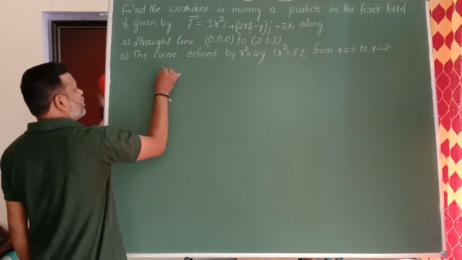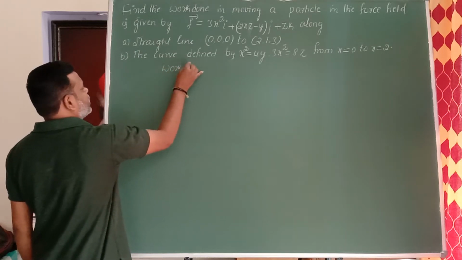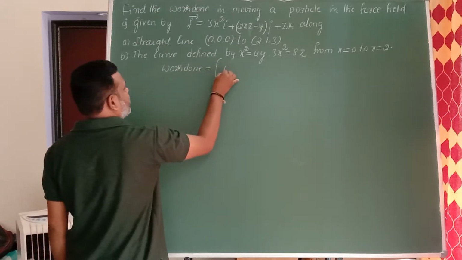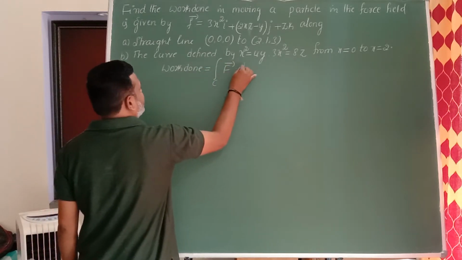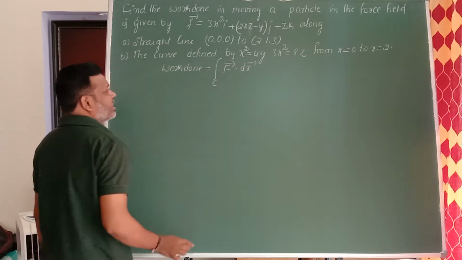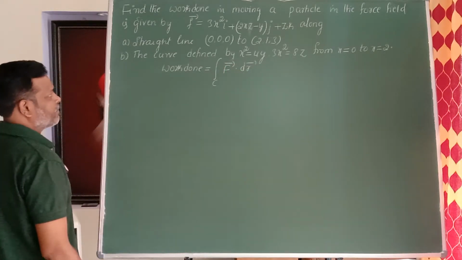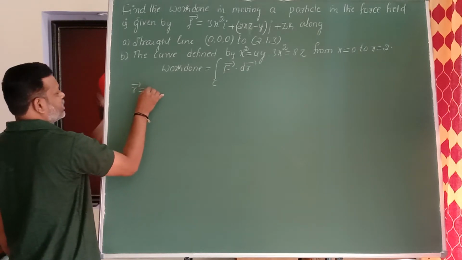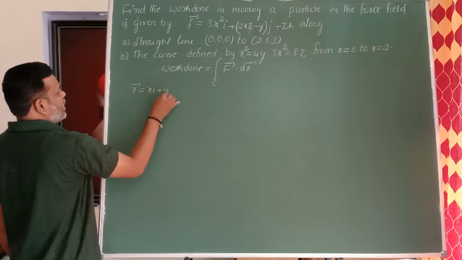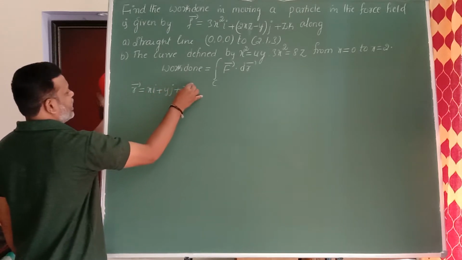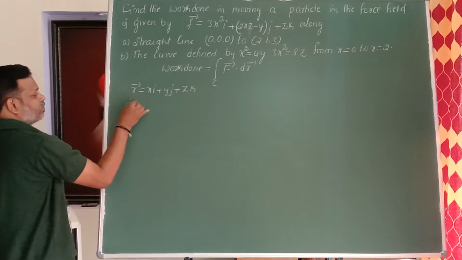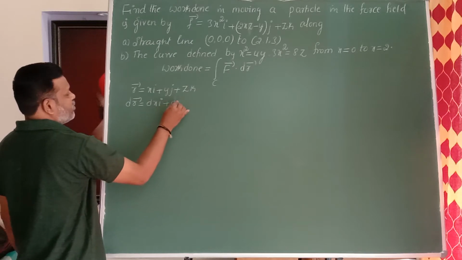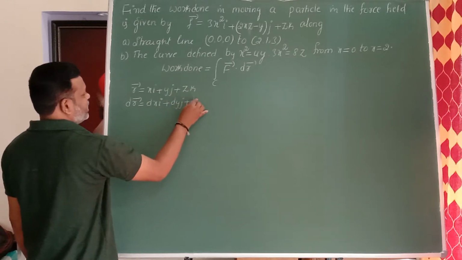Therefore, we have to find out work done. As we know, work done is given by a line integral over a curve C of F dot dr, right? So we have to find out F dot dr first, knowing the lower limit and upper limit. Now consider the vector function r vector is equal to, as you know, xi plus yj plus zk. Differentiate this to get dr. So dr vector is equal to dx i plus dy j plus dz k.